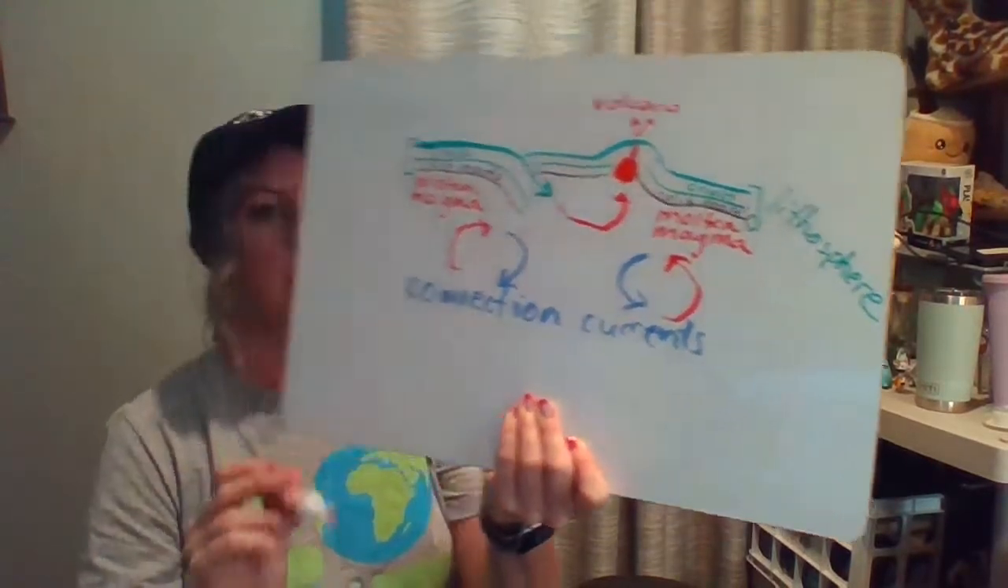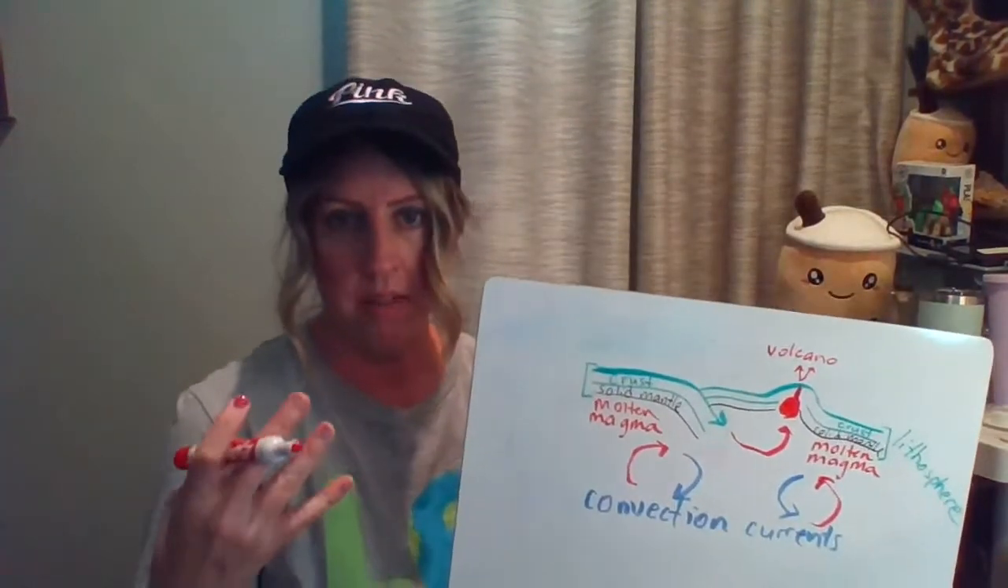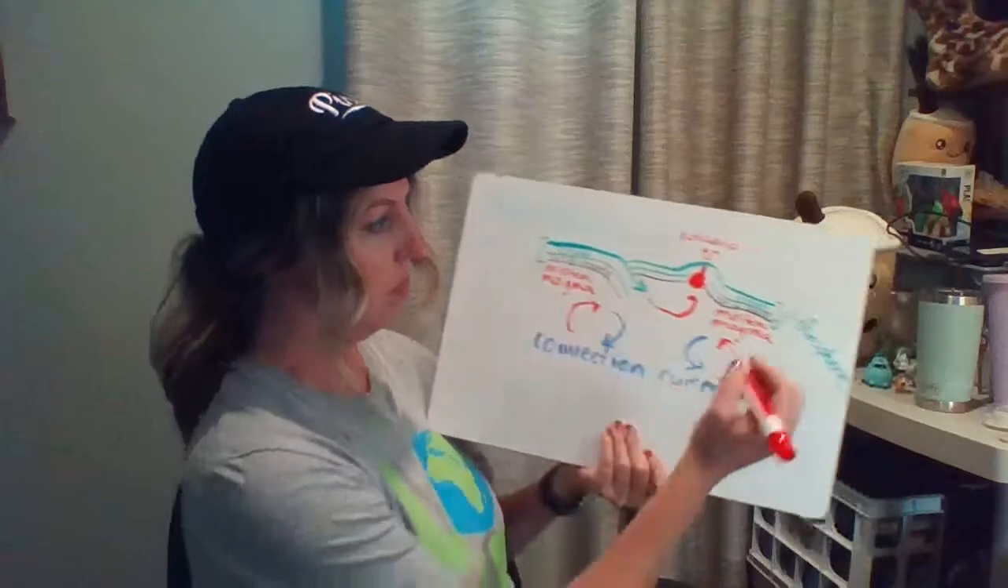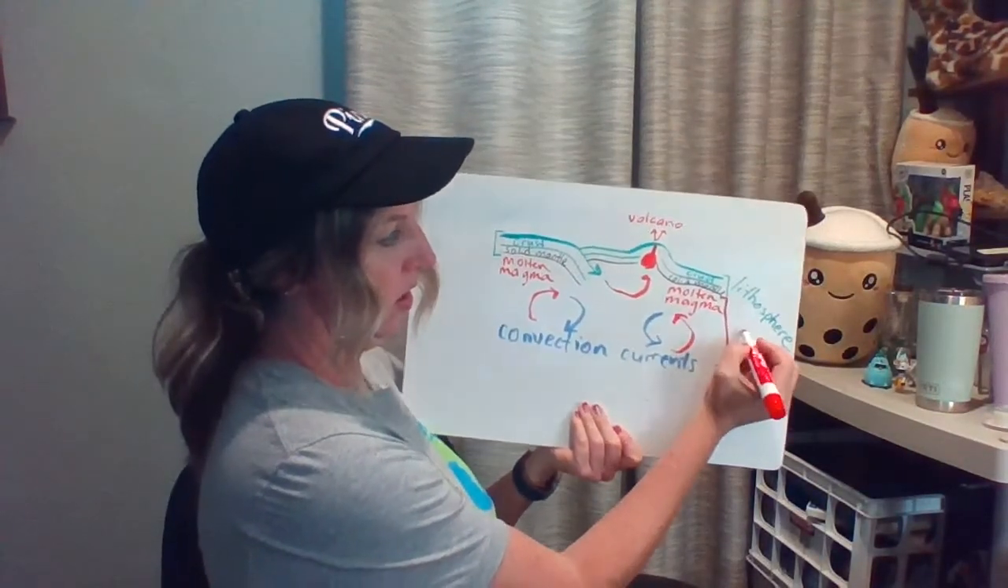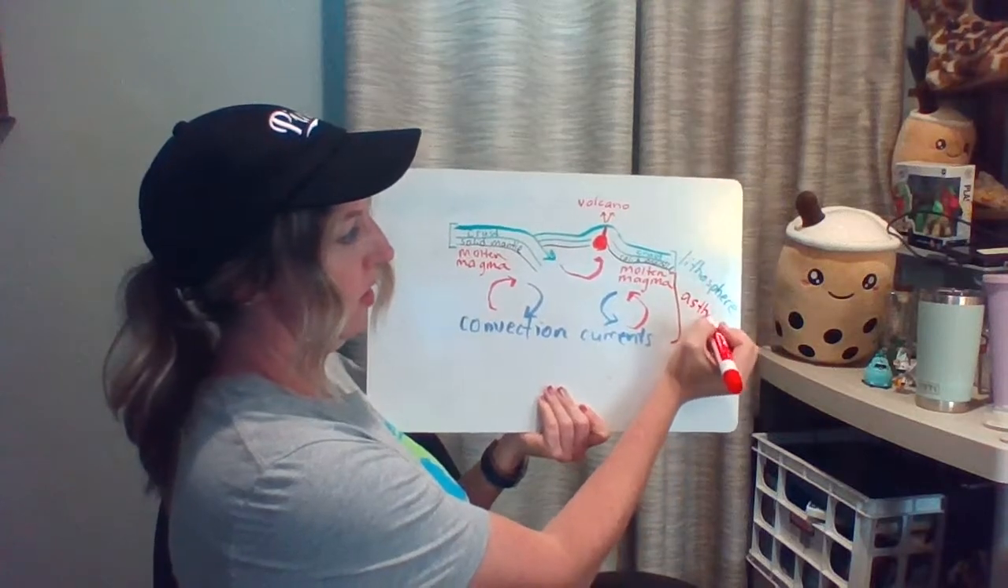Your asthenosphere is the molten part of the upper mantle. So that's going to be this part here. That's your asthenosphere.